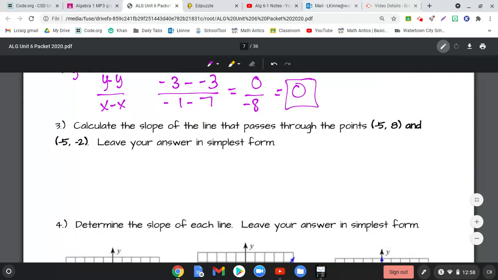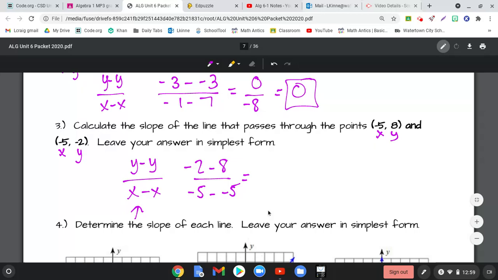One more like this, and then we'll focus on the graph. So again, x then y, x then y. So I'm going to do y minus y on the top, then x minus x on the bottom. You do have to memorize this formula. All right, so -2 minus 8, and then -5 minus -5. Oh, we got the minus and the negative again. If you don't like putting the two signs next to each other like that, you can put a negative in parentheses. All right, so we get -10 over 0.